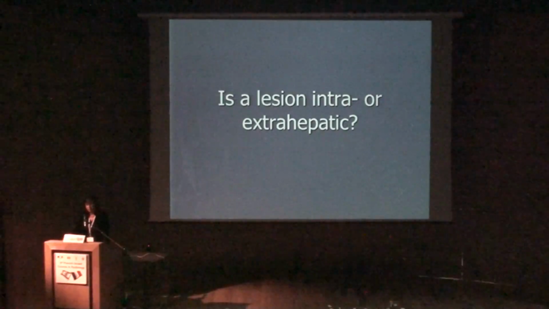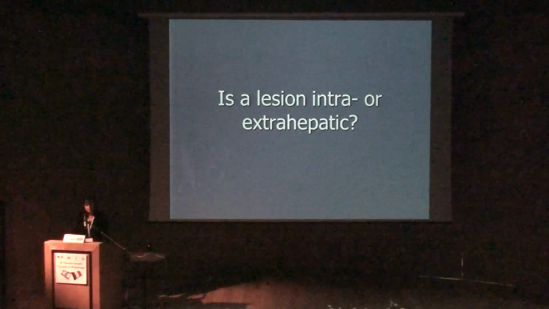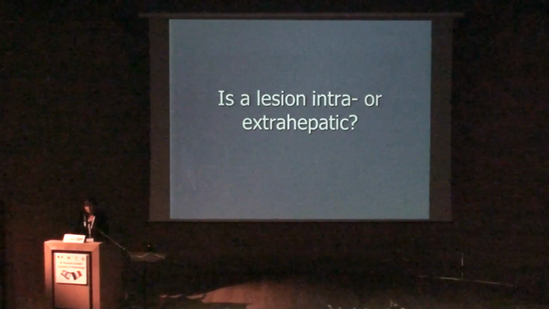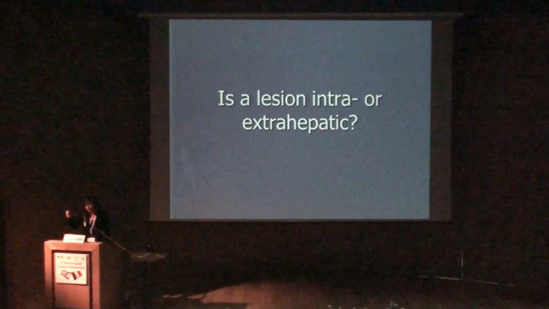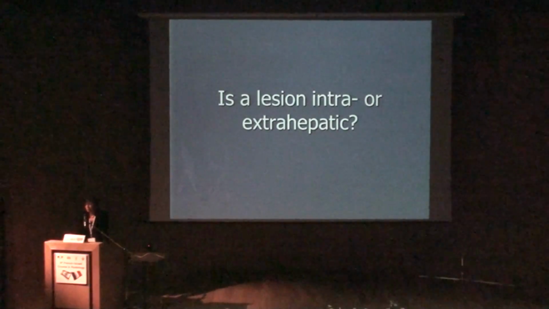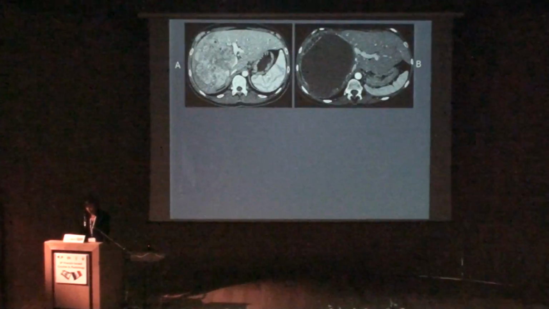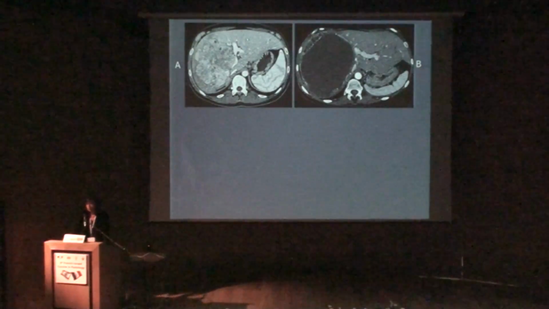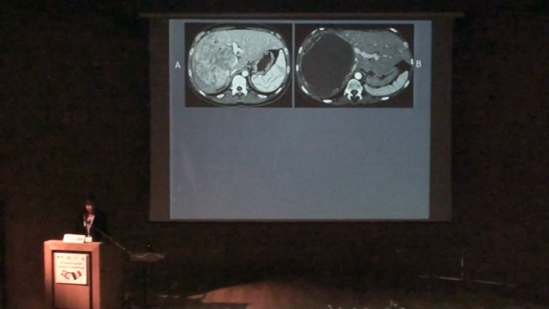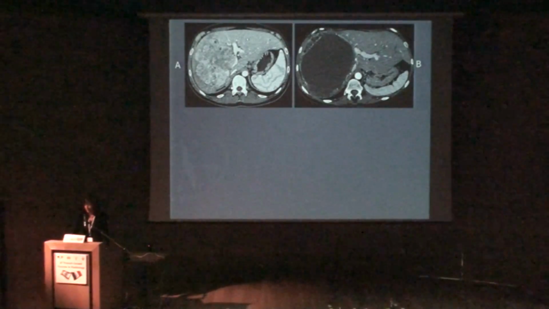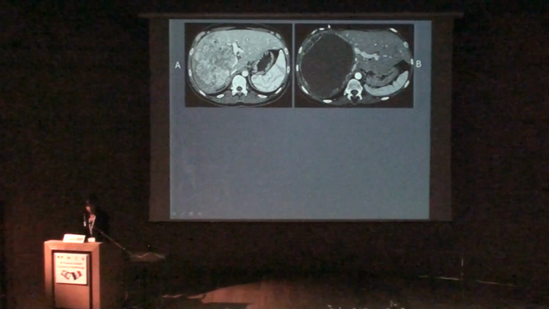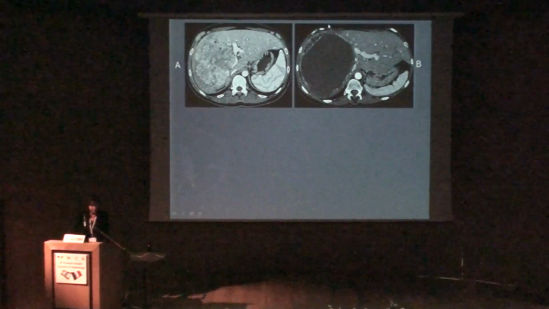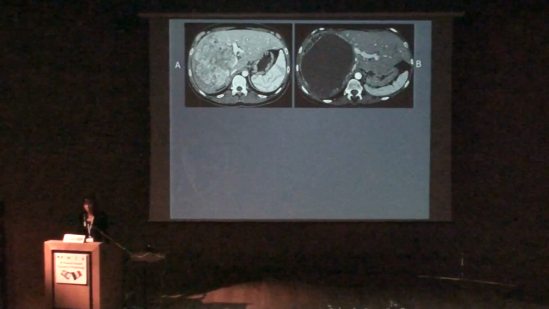The second one is whether a lesion is intra- or extrahepatic. We may think it's a very easy task to differentiate and to find out the origin of the tumor. Actually, it's sometimes very, very difficult. I would like to show you these two patients, okay? Large lesions in the right hypochondrium. So do you think that both are intrahepatic, that both are extrahepatic, or only one is intra- and the other extrahepatic?